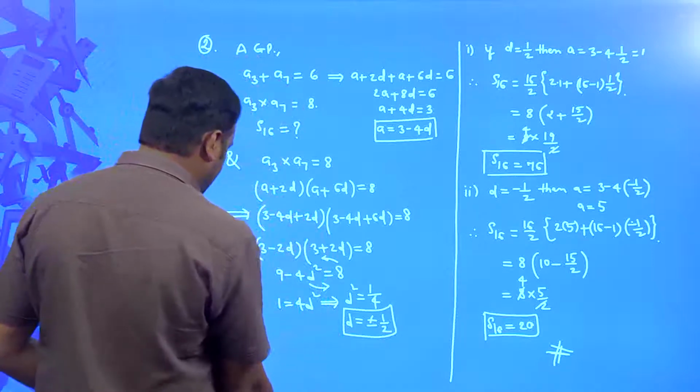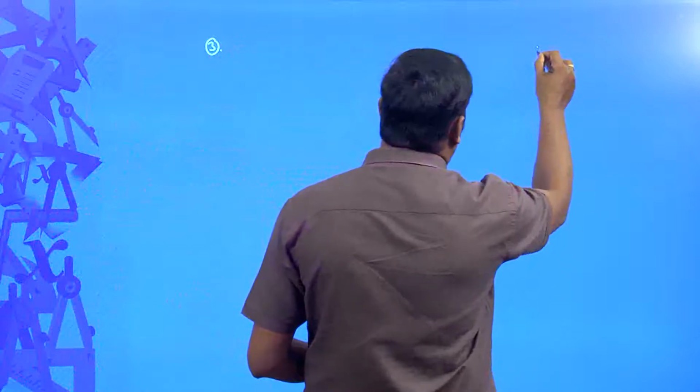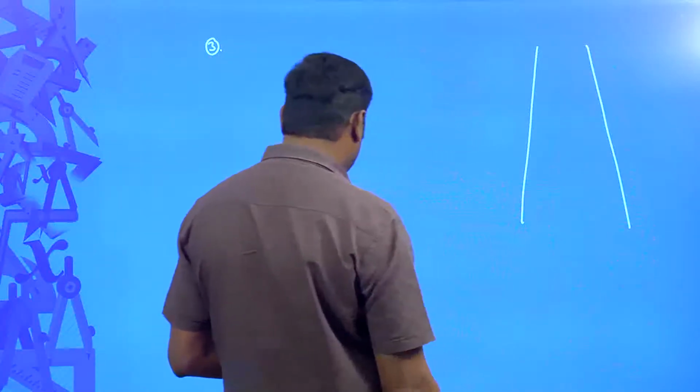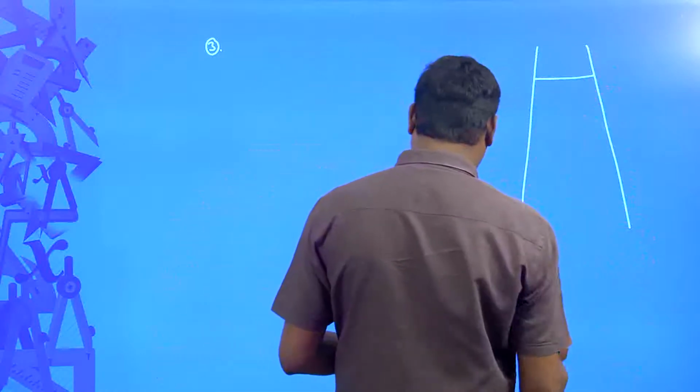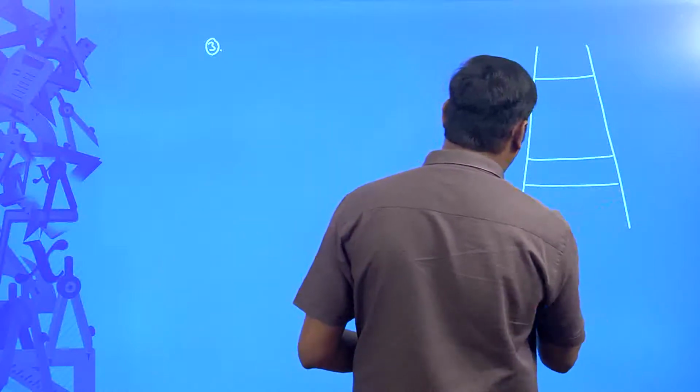Coming to the third problem, the third problem is going to be the third problem of our optional exercise 5.4. Here the problem is given as: a ladder has rungs 25 centimeters apart. See, this is the ladder that I am drawing. This is one ladder. In this ladder, there are some rungs given. This is one rung, okay, and these are some rungs given like this.